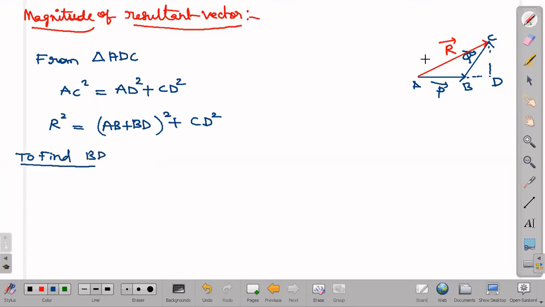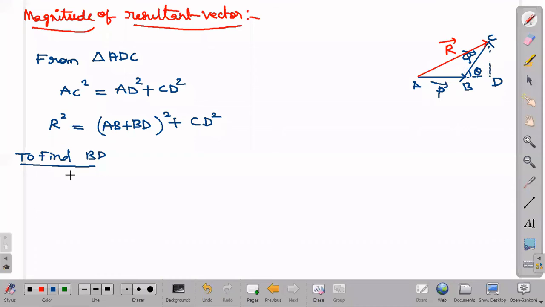This angle I am considering as some theta. Now I am taking trigonometric functions from this triangle. Theta's opposite side is our CD. So let me take this as theta because it will be easy. This is the theta. From this triangle, BD is our adjacent and CD is our opposite.